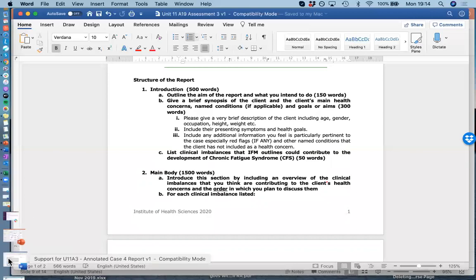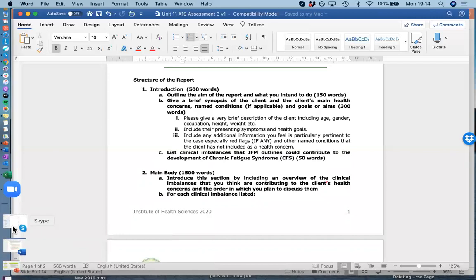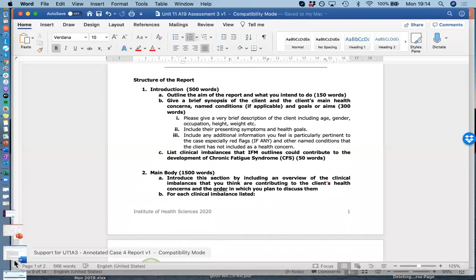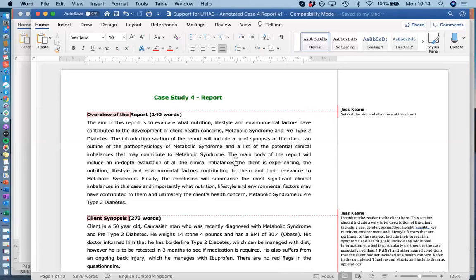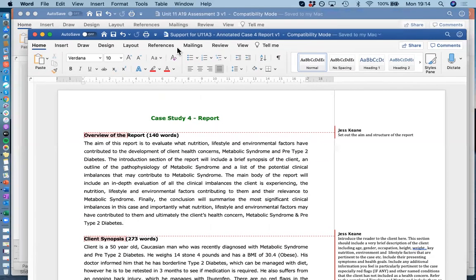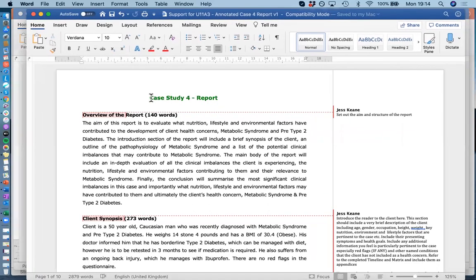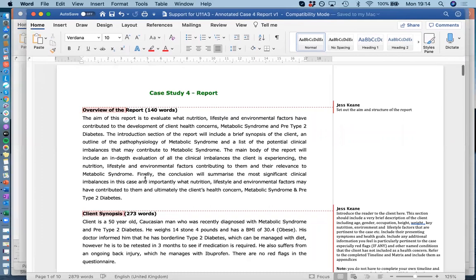So I'm just going to pull up, where's case 4 gone? Here we go. This is case 4, and if you haven't read this, I'd really encourage you to do so. You'll find this in the Unit 11 Assessment 3 folder. It's called Support for Unit 11 Assessment 3. And just in here, this is the overview. So this is the introduction piece.